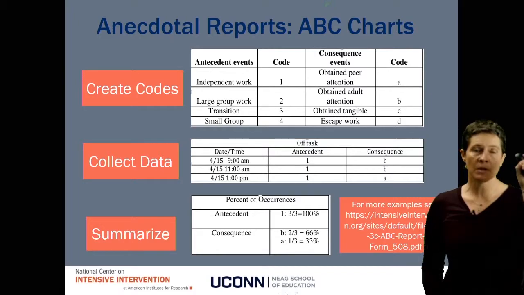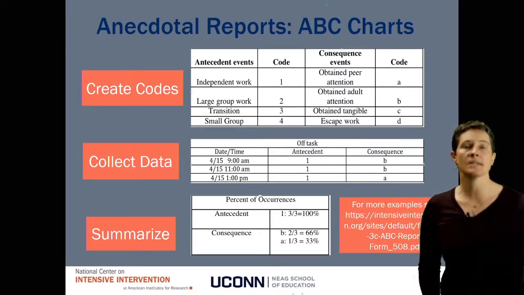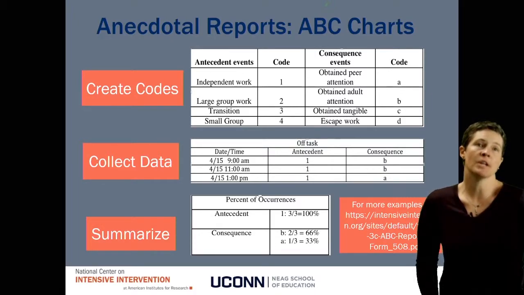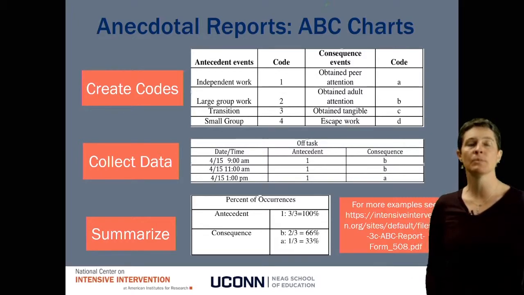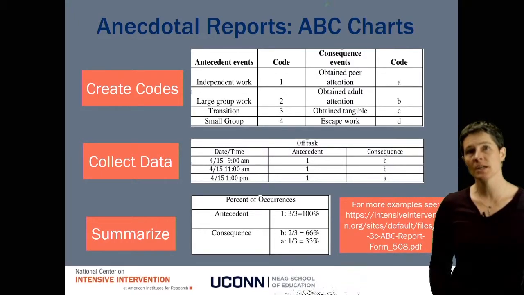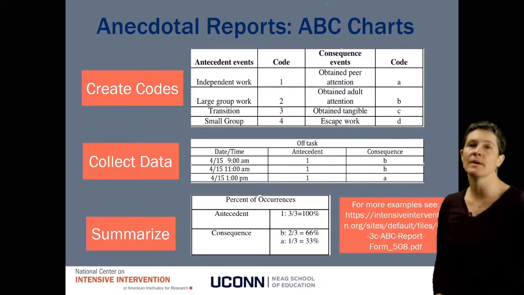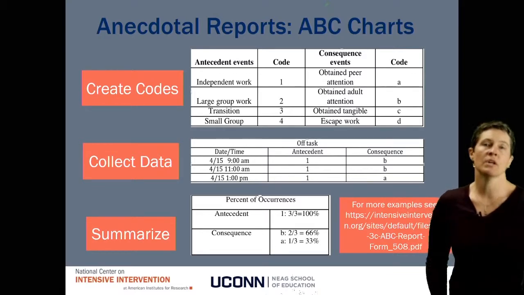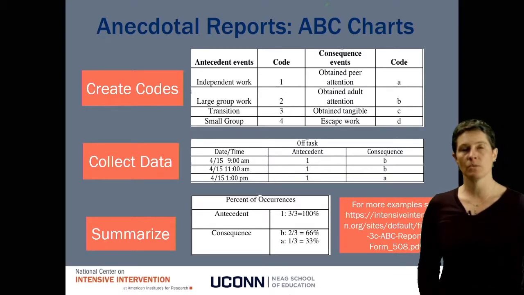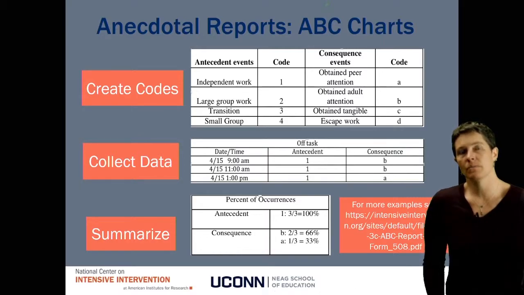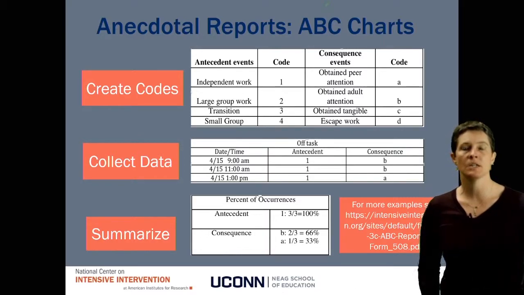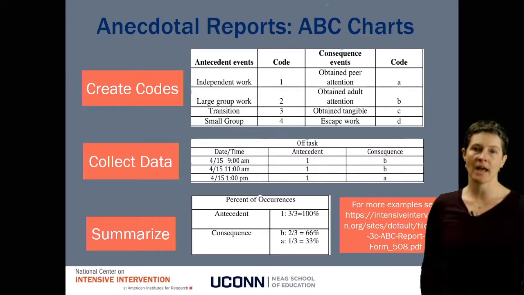So at 9 a.m., you saw antecedent number 1 and consequence B. And it makes the writing part much easier, so that makes it a little bit more feasible to collect good ABC information. And then you can summarize that information by looking at the percent of intervals that a student was engaged or was presented with a particular antecedent or consequence, and you can look for patterns in that way.